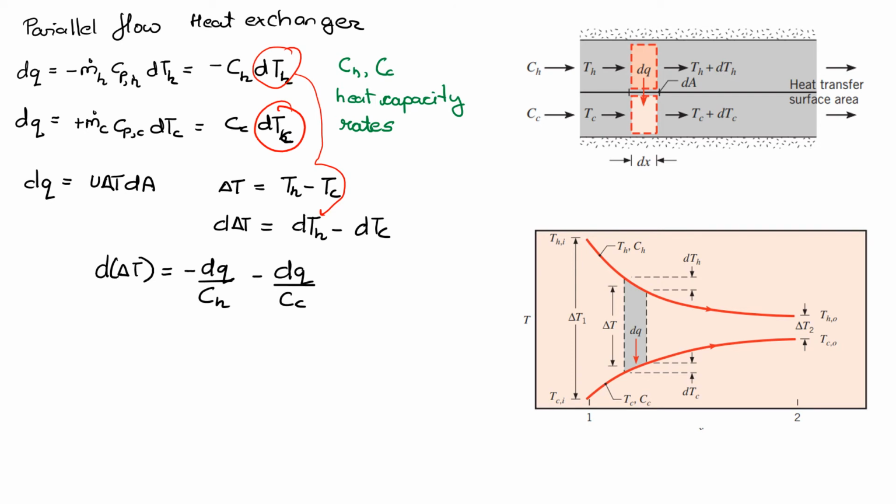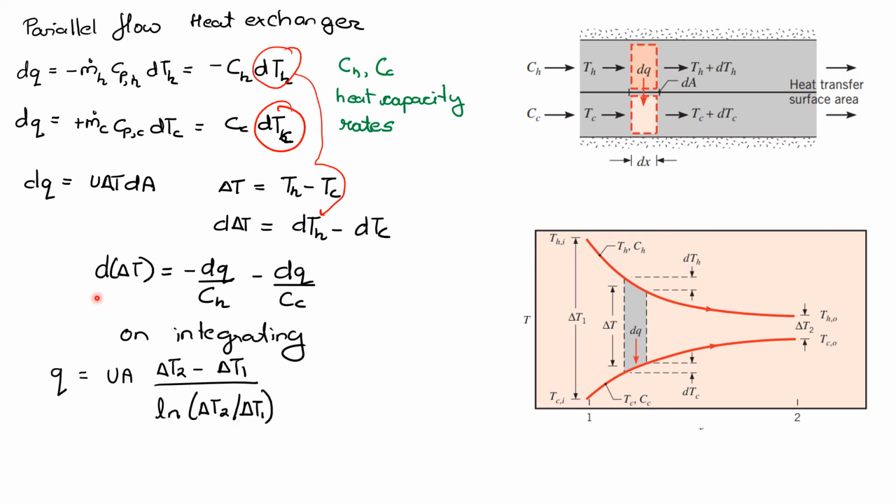minus dq by Ch, and this minus sign comes from here. And for the cold fluid, because we have a positive sign, it will be dq by Cc. Now on integrating this and substituting it in this equation, we get our q as UA times delta T2 minus delta T1 divided by the natural log of delta T2 by delta T1.